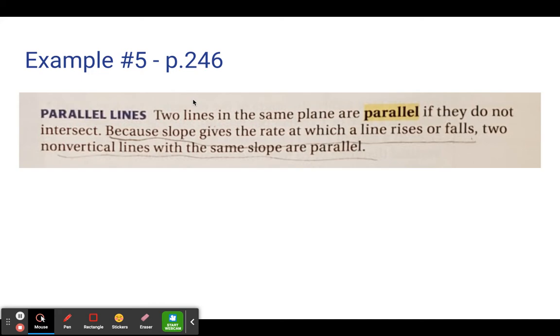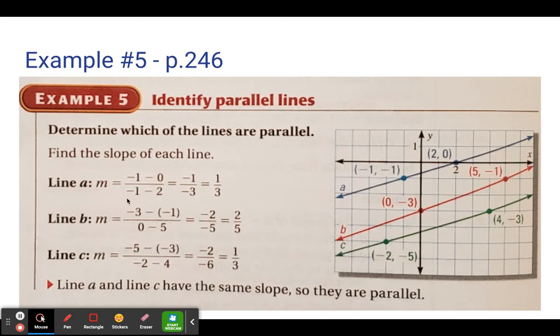But simply, this is one more concept. So 2 lines in the same plane are parallel if they do not intersect. Because slope gives the rate at which lines rise or fall, the two non-vertical lines with the same slope are parallel. So we know that parallel lines are 2 lines that don't intersect, right? Well, using our knowledge of slope, we can say that 2 lines will not intersect if they have the same slope. So we have these 3 lines.